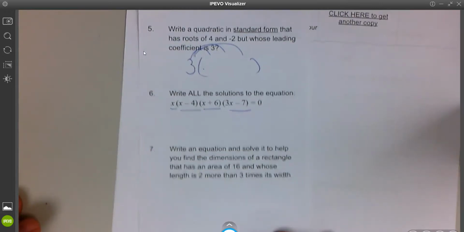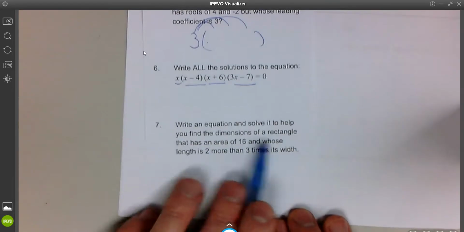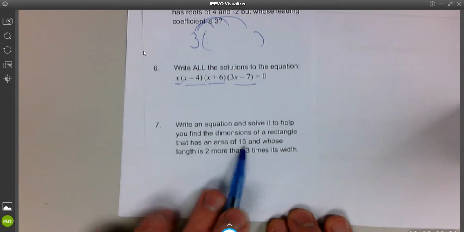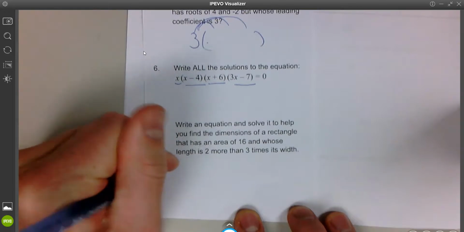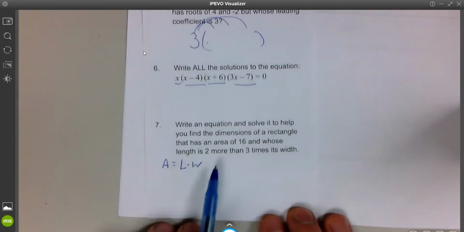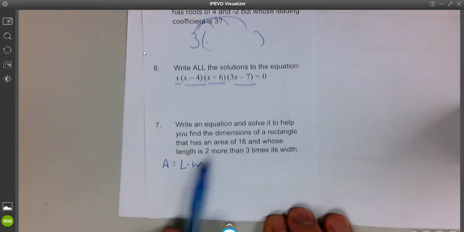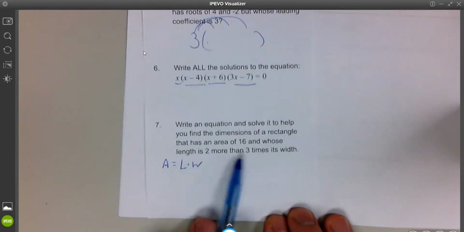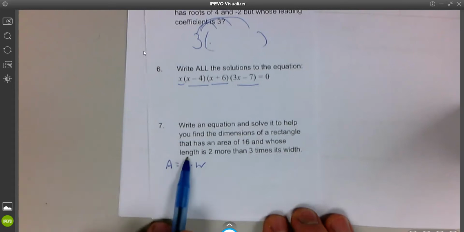Good. Finally, last one. Write an equation and solve it to help you find the dimensions of a rectangle that has an area of 16. Okay, the area of a rectangle is length times width. Easy enough. Keep going on. It says the area is 16 and whose length is 2 more than 3 times its width. Let's turn that into a math sentence.